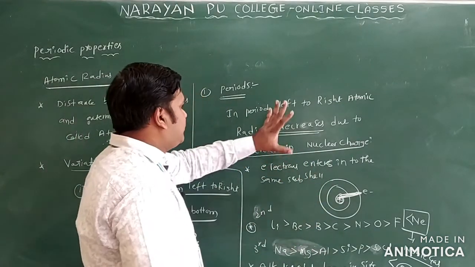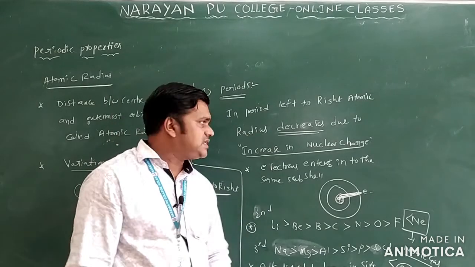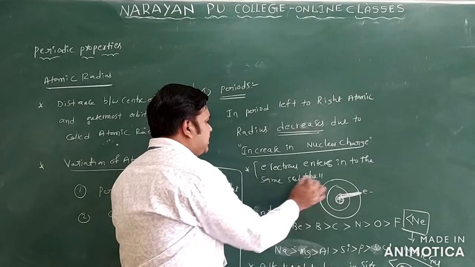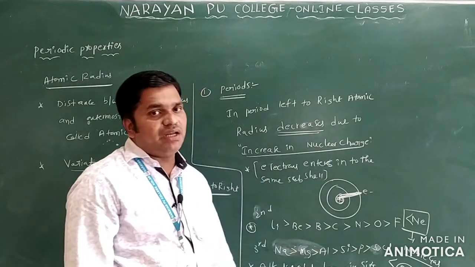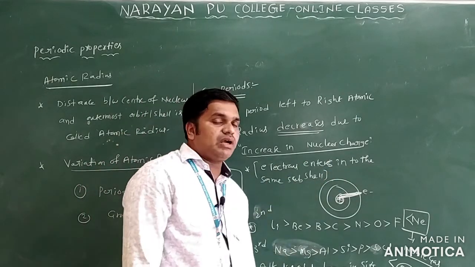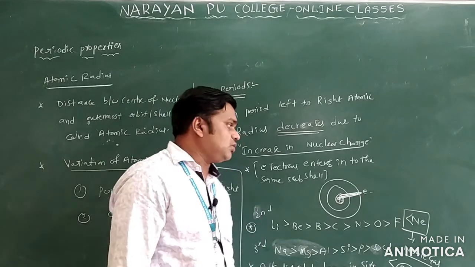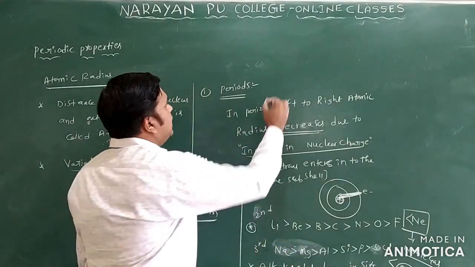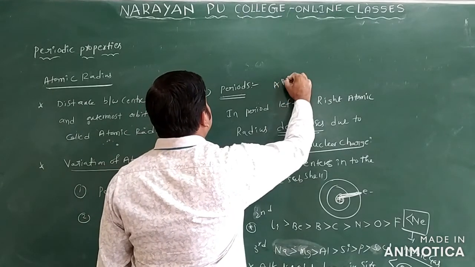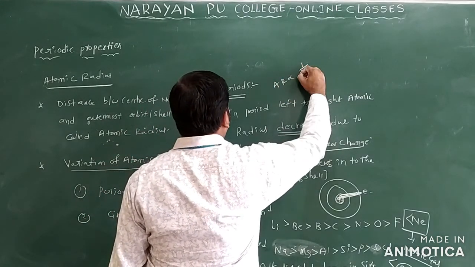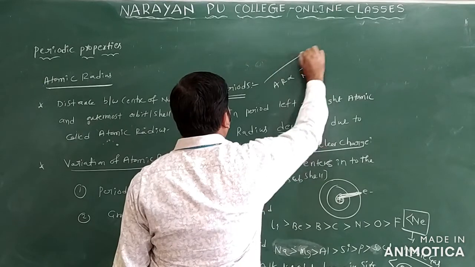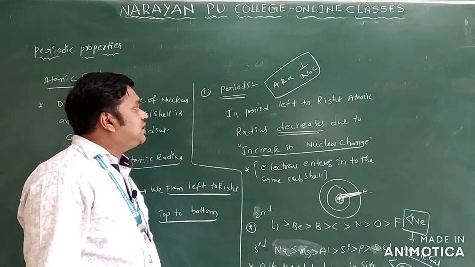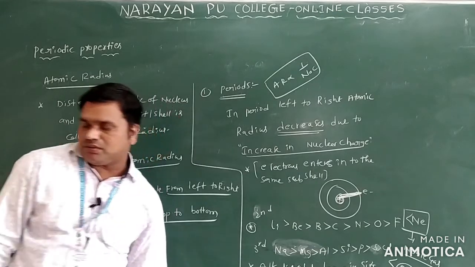In periods, from left to right, atomic radius decreases. What is the reason? Due to increase in the nuclear charge only. Or one more reason you can say: because electrons enter into the same shell. When electrons enter into the same shell, nuclear charge increases. So we will write here: in case of periods, atomic radius is inversely proportional to nuclear charge only. So this is regarding the variation of atomic radius in periods only.